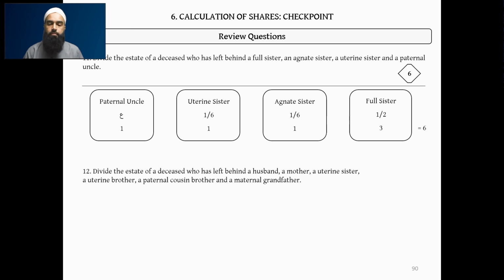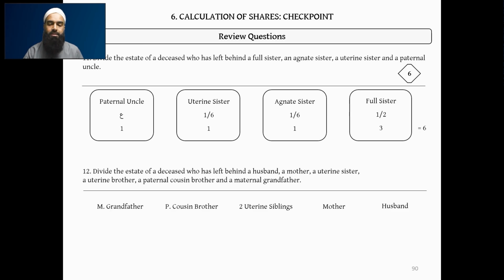Next question: husband, mother, uterine sister, uterine brother, paternal cousin brother, and maternal grandfather. So write them all out. Husband, mother, 2 uterine siblings, paternal cousin brother, and maternal grandfather. So now what happens? To reveal the answer, the husband has a half, and the mother receives 1/6 because there are 2 siblings.